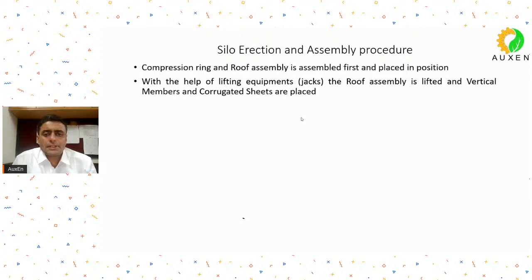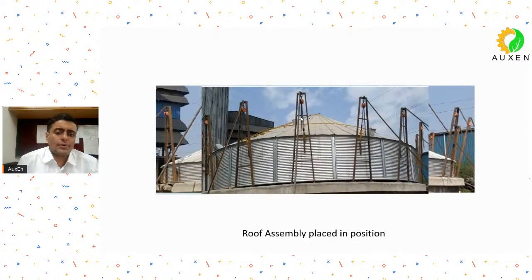How the assembly is done on site. I'll just explain that first you have to place this roof assembly. You see, this roof assembly is placed, and then you put jacks all around the periphery, and then you start lifting this roof assembly with the help of jacks, and then you start stacking these sheets one below the other.